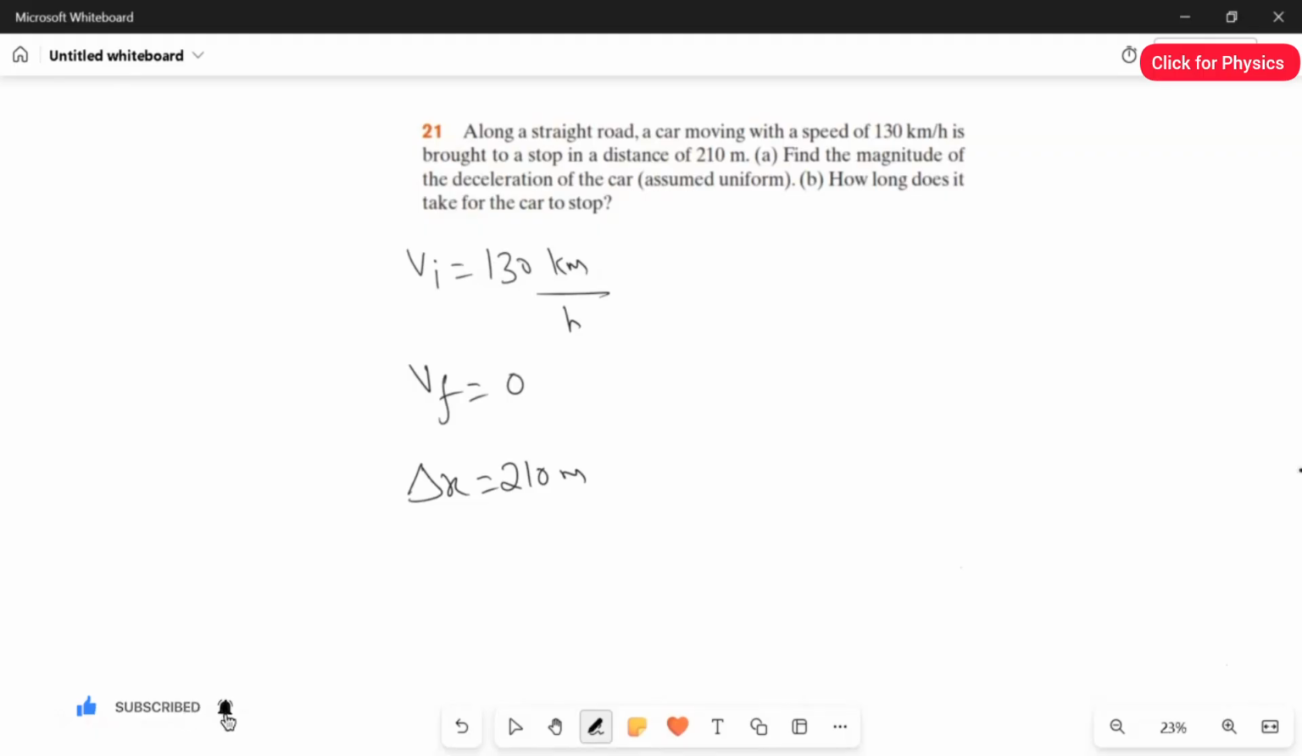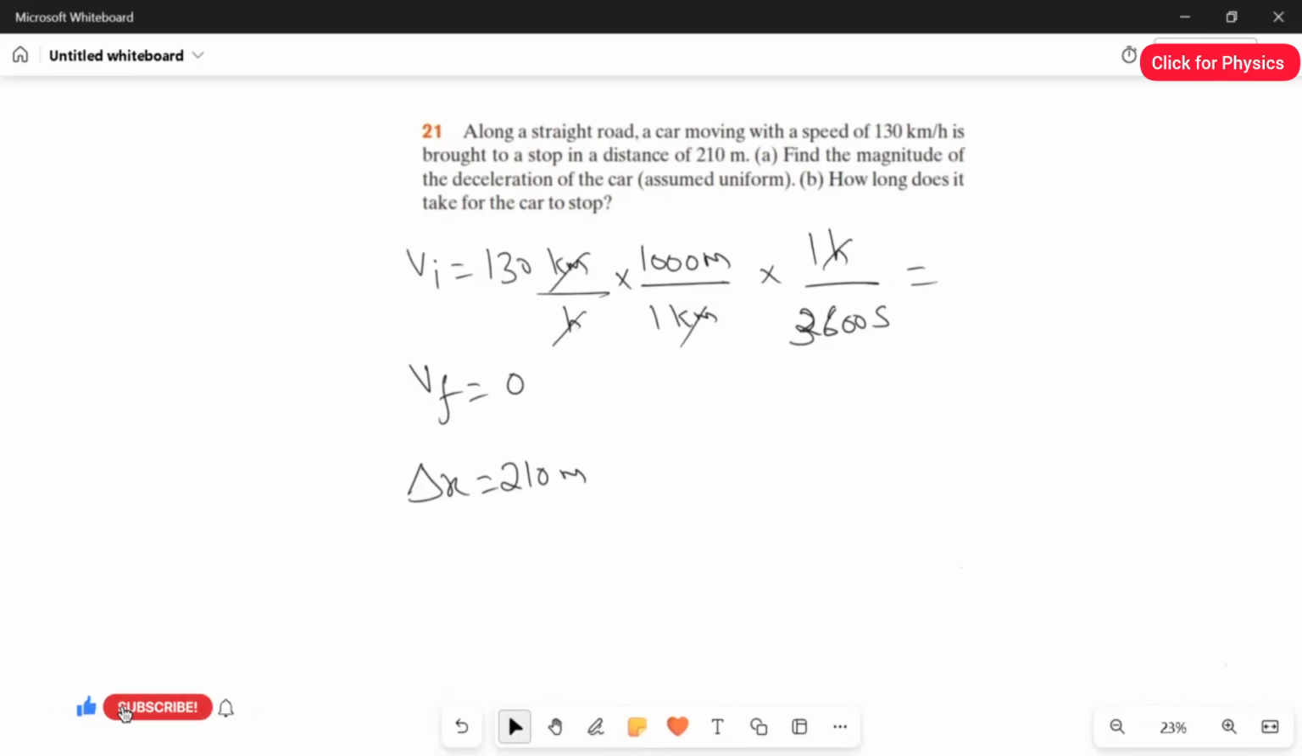Now we have to convert kilometer per hour to meter per second, and for that we use the conversion: 1 kilometer is equal to 1000 meter, and 1 hour is equal to 3600 second. Kilometer gets cancelled with kilometer, hour gets cancelled with hour, and we will get the answer in terms of meter per second. So 130 multiplied by 1000 divided by 3600. We got the answer as 36.11 meter per second. So we consider the initial speed as 36.11 meter per second.